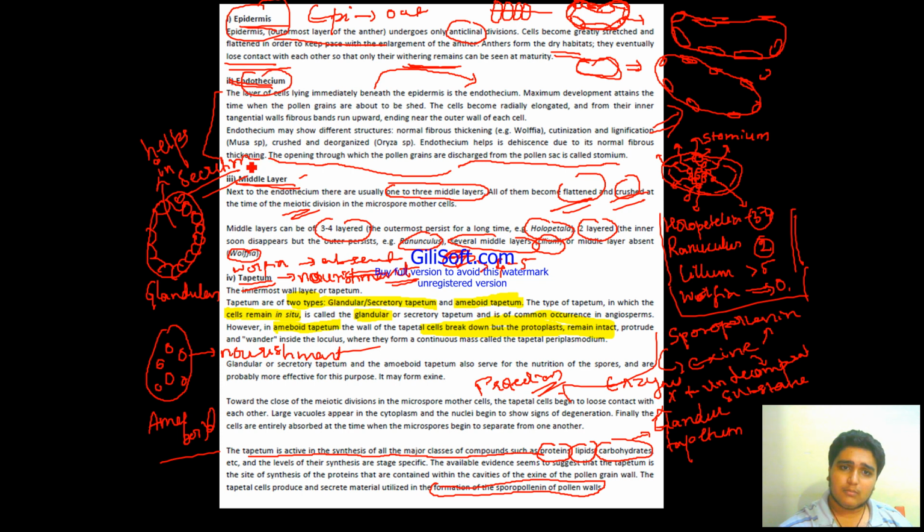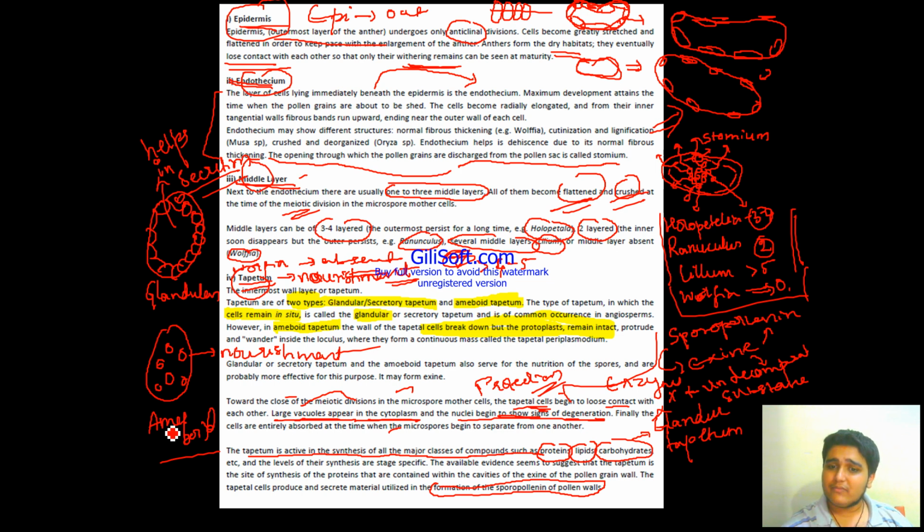Epidermis, endothecium, middle layer, and tapetum. We've discussed all the four layers. Do read the notes, whatever is in this paragraph. Now you also see large vacuoles in the cytoplasm. Yes, nuclei begin to show signs of degeneration and all that, towards the close of meiotic division. Yeah, this is what I was saying. Tapetal cells become in close contact with each other.